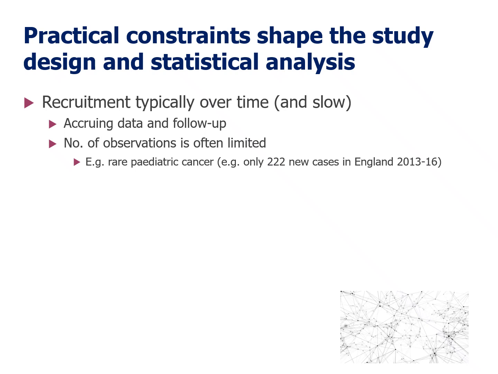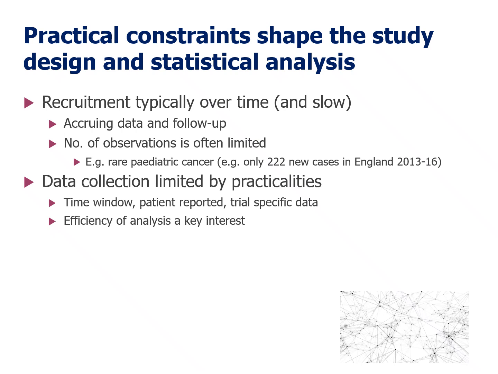We may have diseases which even across the whole country, we might have very few individuals. For example, a rare pediatric cancer, for one case, only had 200 odd new cases in England across multiple years. So the type of study that you can conduct for that pediatric cancer is very different from looking at a very common medical condition. The data collection we can have is limited by practicalities.